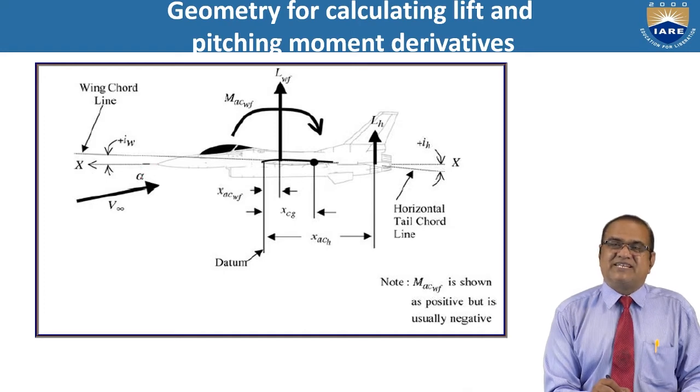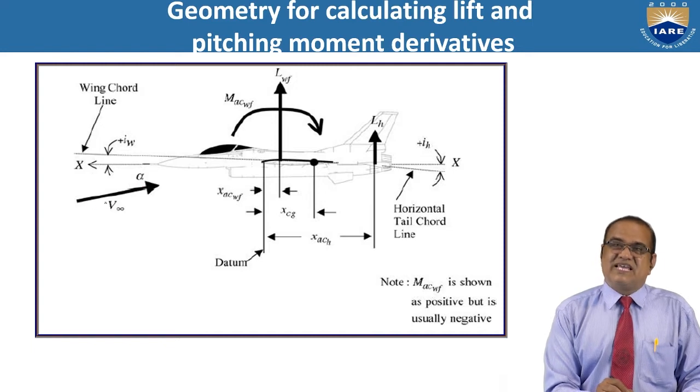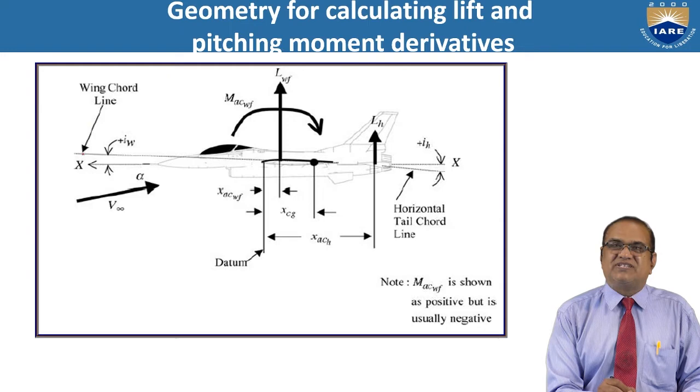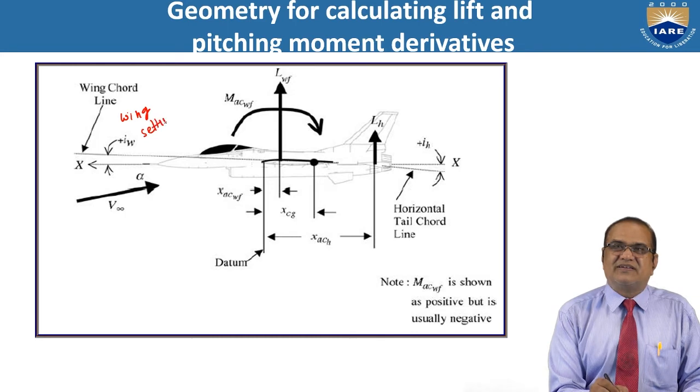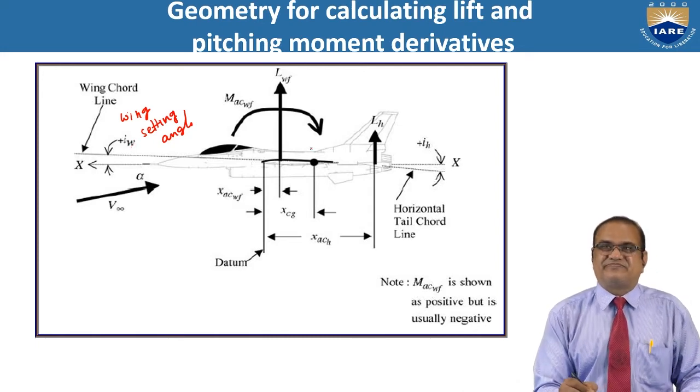Just now I have discussed alpha. Alpha is the angle of attack. This angle of attack is with respect to x. So this is the angle of attack, and here is the chord line. This one is the chord line. So this angle between x and the chord line is iW. It is called the wing setting angle. This iW is the wing setting angle.